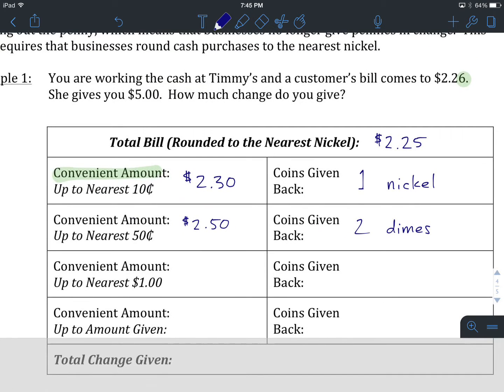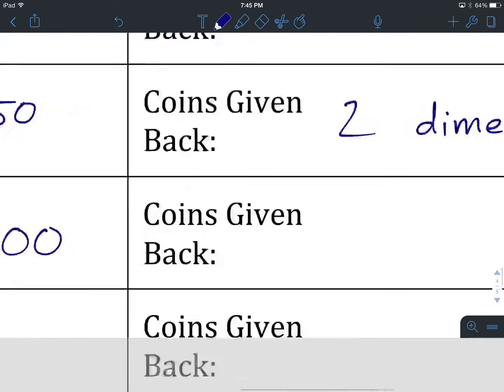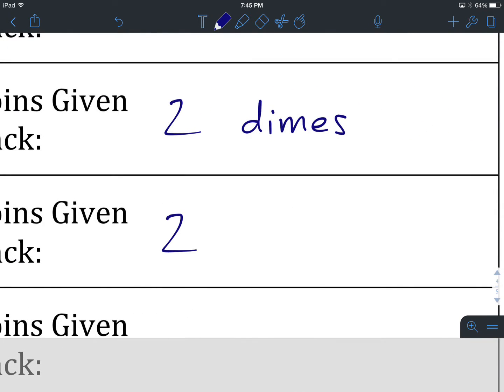Next, we're going to move up. So we've worked through nickels and dimes. Now we're going to move up to the nearest dollar amount. We're going to be dealing with quarters. So to get from $2.50 to the nearest dollar amount by moving up, we're going to move to $3. And to move from $2.50 to $3, we used 2 quarters, which become the next 2 coins that we return to our customer.